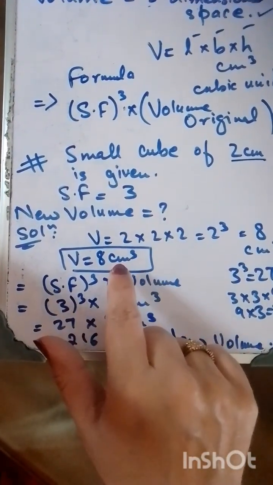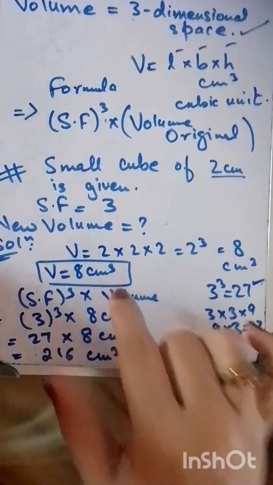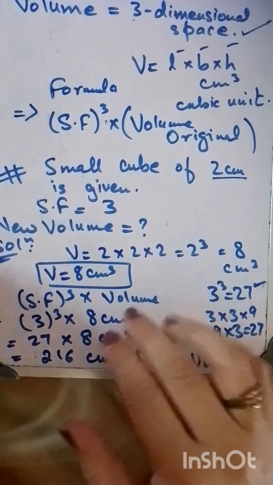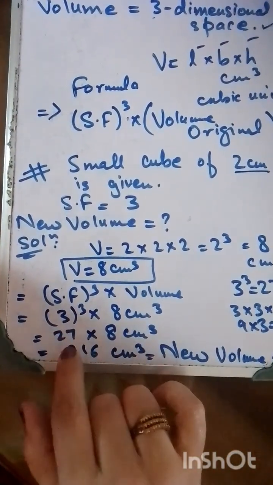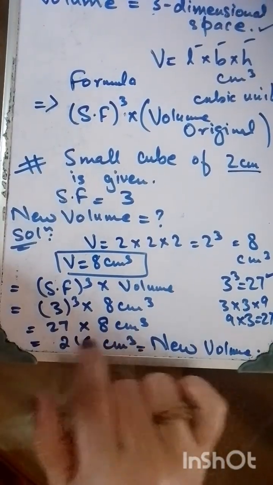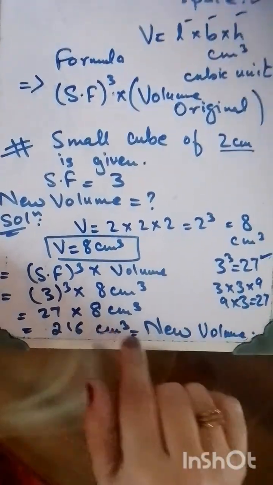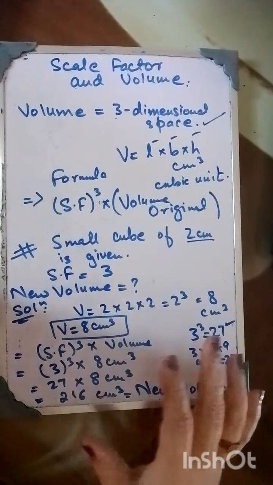Scale factor was 3 and the volume was 8, right? So how did we obtain the volume 8? By using the side 2, putting the value in the formula. So here we are getting 3 times 3 times 3 is 27, and then times it with 8, you got the new volume. This is how we did it.